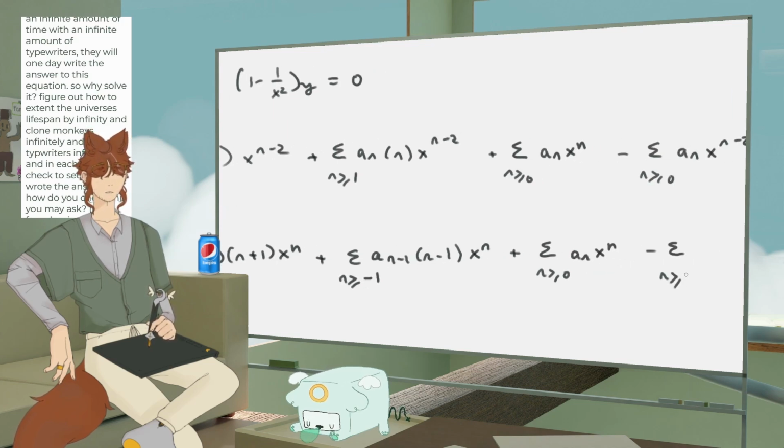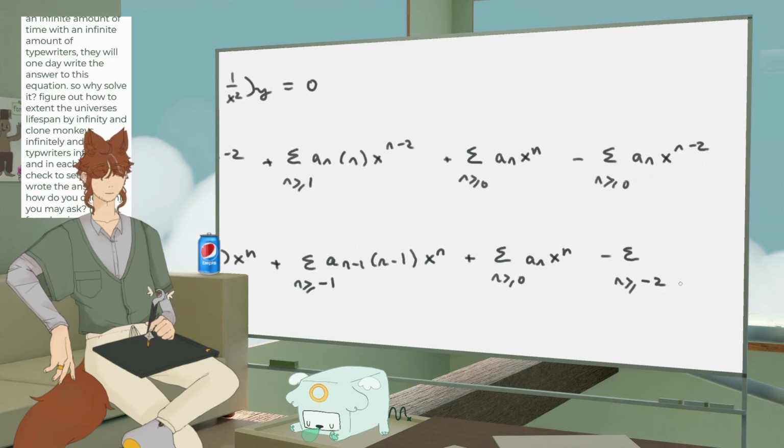Okay, this is gonna go up, down 2. -2. Whoa. We gave an infinite amount of monkeys an infinite amount of time with an infinite amount of typewriters. One day they'd write the answer to this equation. So why solve it? Figure out how to extend the universe's lifespan by infinity and clone monkeys and typewriters infinitely, and each typewriter, see if they wrote the answer. How do you check this, you may ask?